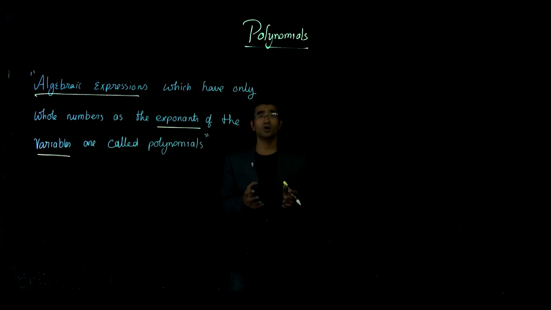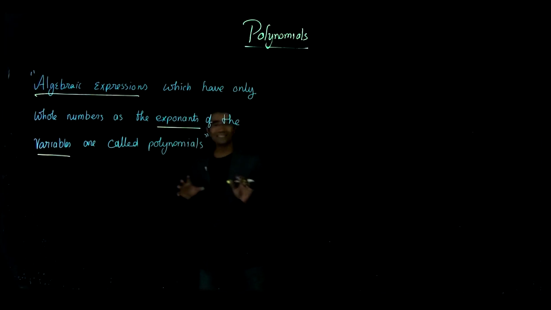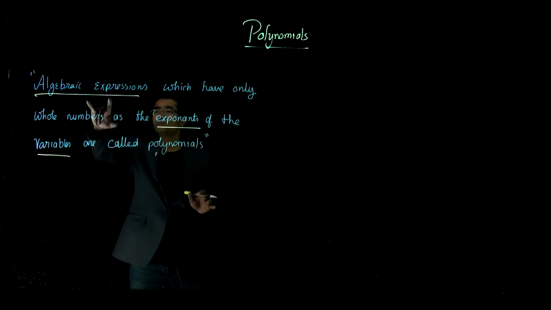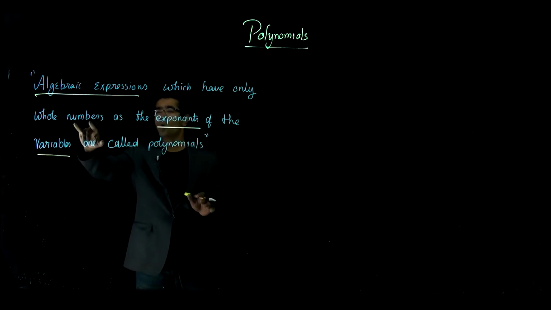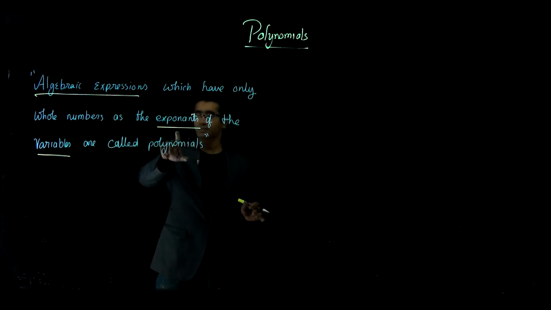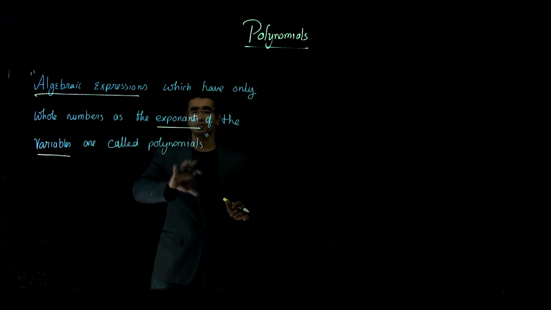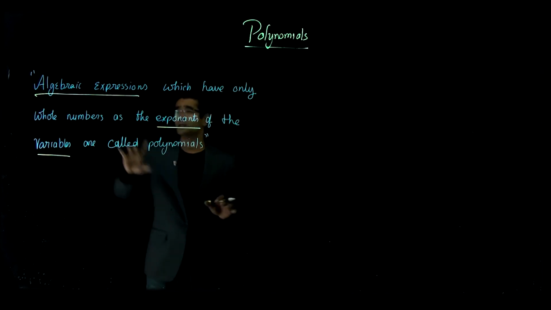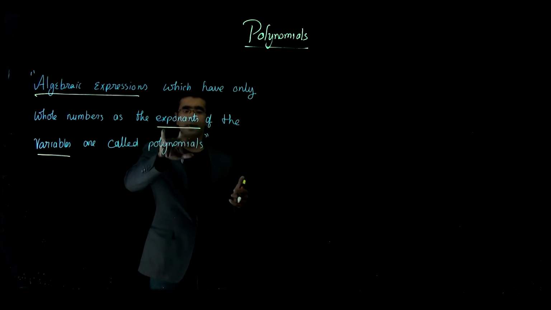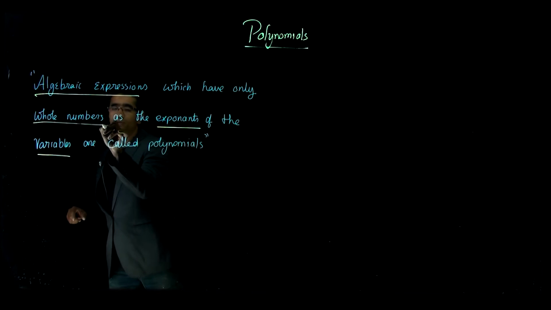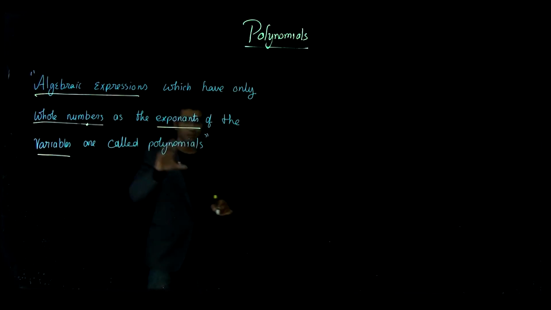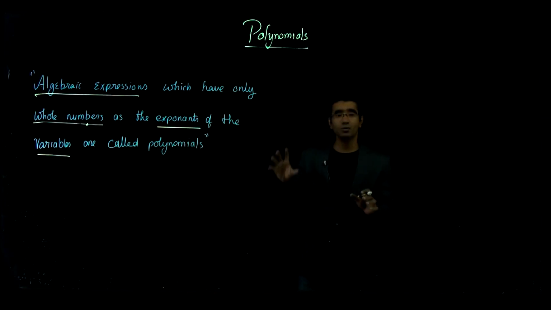This chapter, let's talk about polynomials. Now, what exactly is the definition? It says algebraic expressions which have only whole numbers as exponents of variables are called polynomials. So we have three terms we need to understand here: algebraic expressions, exponents, and variables. And the exponents are basically whole numbers. So we have four terms basically. Keep that in mind. Let's go ahead and talk about it one by one and come back to this.